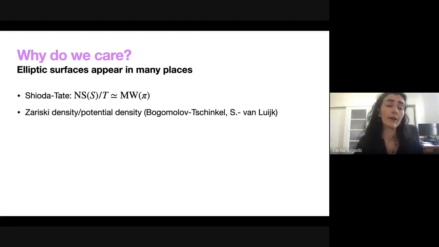If you like number theory, they have been used in many ways. Here I just put two papers that use them, but they have been used much more to deal with problems like Zariski density, potential density of K-points in your surface, where K can be a number field. So in Bogomolov-Tschinkel, they use it to deal with K3 surfaces. And in my work with Van Luijk, we use it to deal with Del Pezzo surfaces of degree 1.